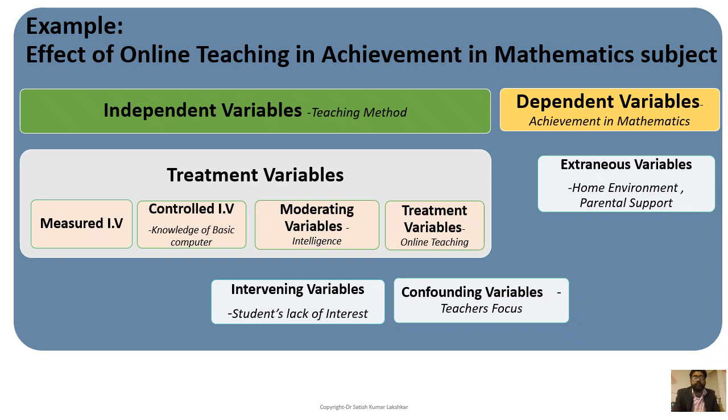Treatment variable is what we want to treat. So what is our objective? Effect of online teaching. Effect of online teaching on achievement in mathematics subjects. So here the treatment variable is online teaching.